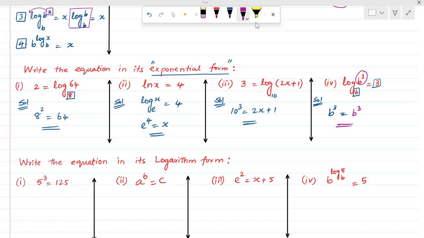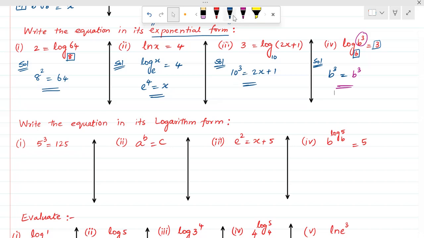Now the next one: here we have to write it in logarithmic form. The exponential form is given, and you have to write it in logarithmic form. How will you write this? This is very simple. First write the power. What is the power? 3 equals. I take the log here: log 125 to the base 5. That's it.